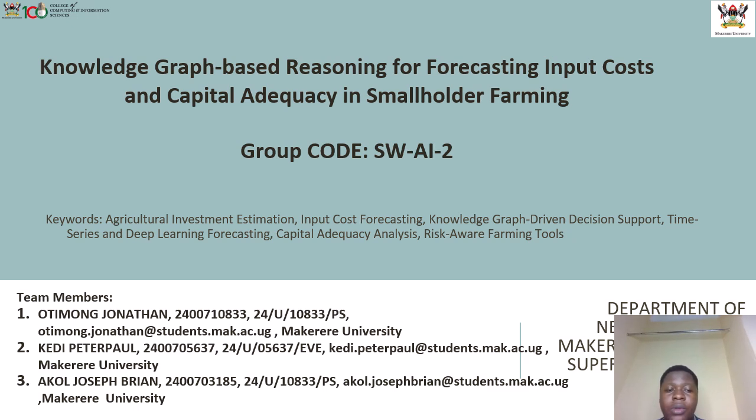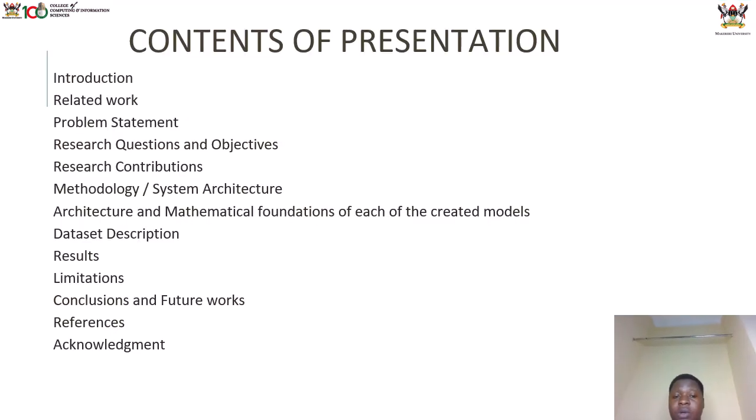As you all know, we have already been discussing AI development. So, this time round, I want to take you through a specialized presentation. According to our group, we are doing knowledge graph based reasoning for forecasting input costs and capital adequacy in smallholder farming. We shall go through these contents: the introduction through related work, then the problem statements, the research questions and the objectives, and then research contributions, and then we shall finish up from there.